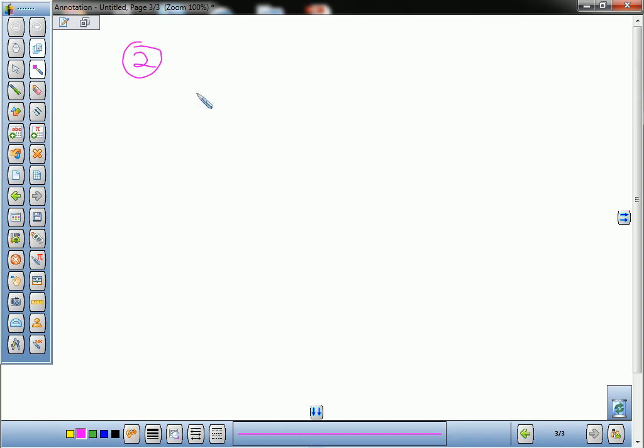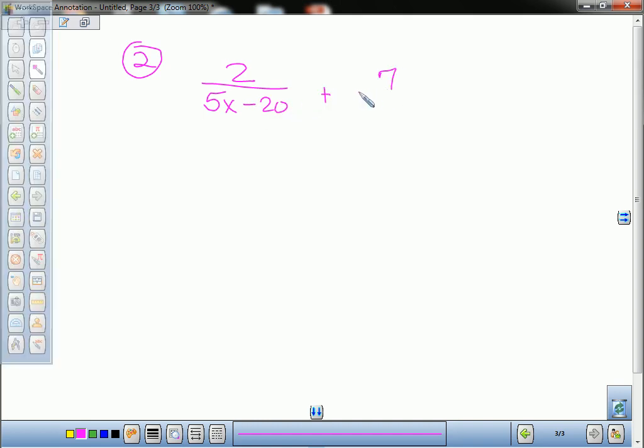Number 2. All right, so we have 2 over 5x minus 20 plus 7 over x minus 4. So this is just addition, so we do not have to change any signs. But we do have to find a common denominator. These are not like denominators, so we must find a common denominator.